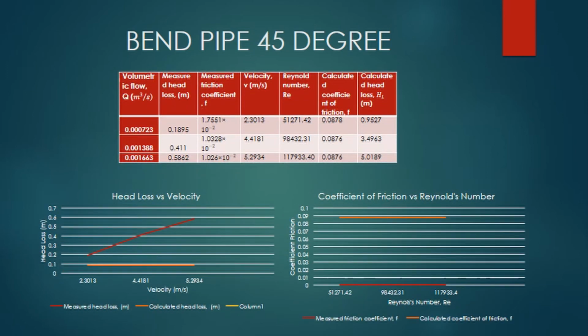Let's go for the pipe 45 degree. So from the data that we produce and also the graph, we can see that when velocity increases, the head loss calculated also increases, while the measured value remains the same for the bend 45 degree because of the volume flow increase.